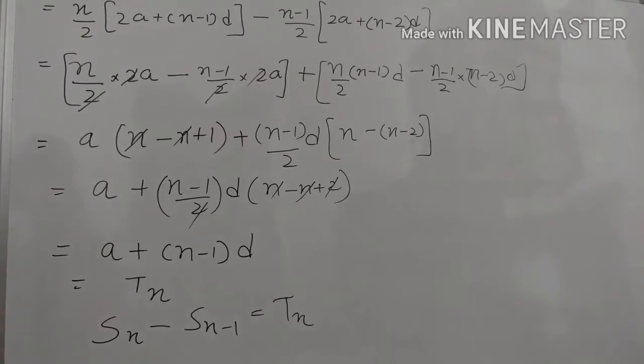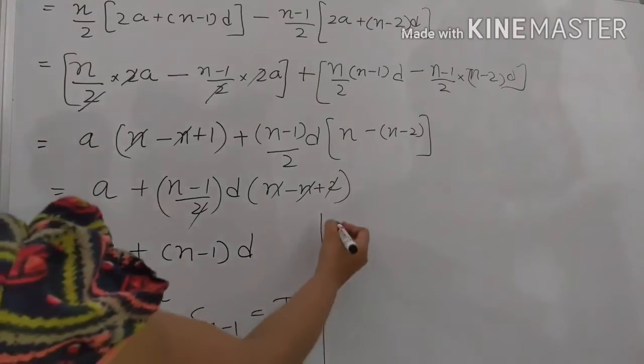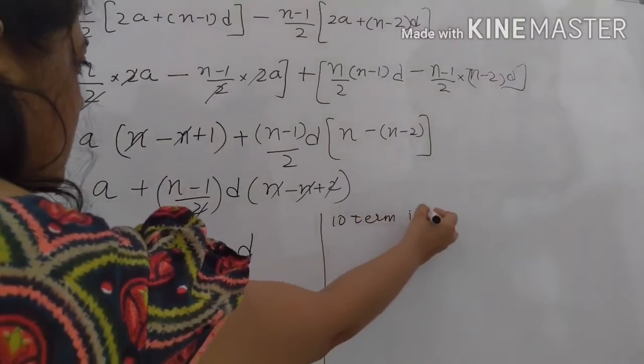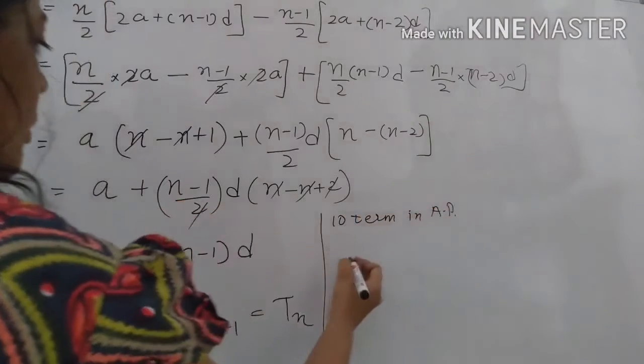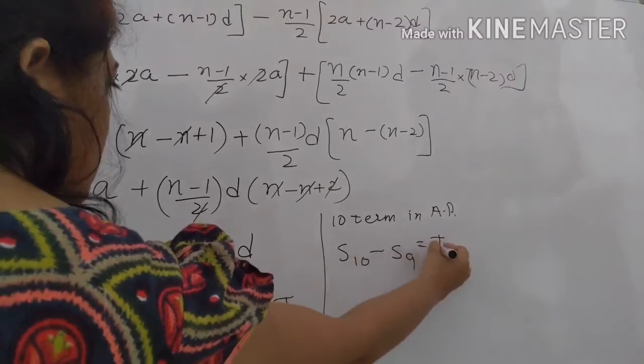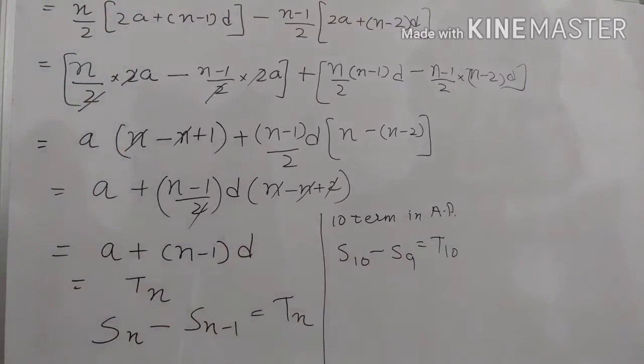So you have to remember how this formula is applied. I am explaining here that if there are 10 terms in an AP, then S10 minus S9 is equal to term 10. You see, you take the sum of all 10 terms and you separate the sum of the 9 terms. Then which term is left? The last term will be left.